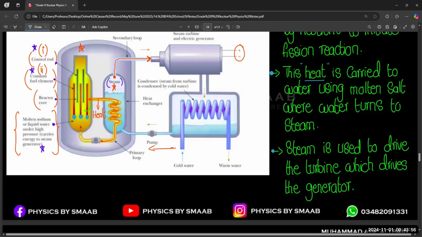So you can see the third step is steam is used to drive the turbine, which drives the generator. Turbine means there is a large size fan, right? And when that fan starts to rotate, it generates electricity.